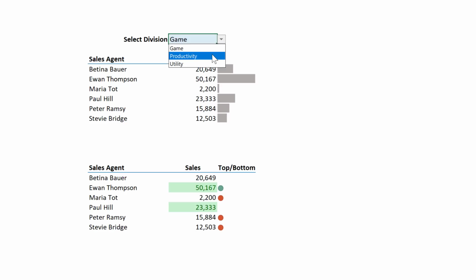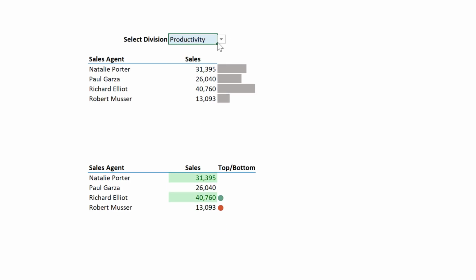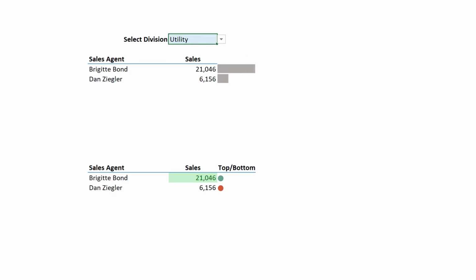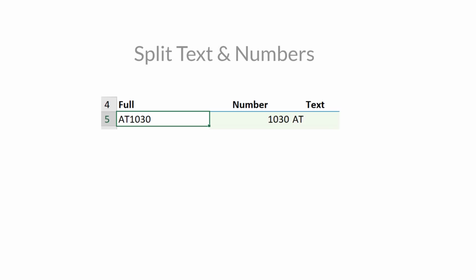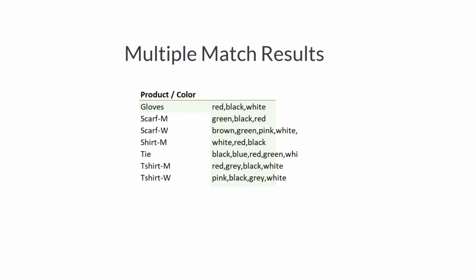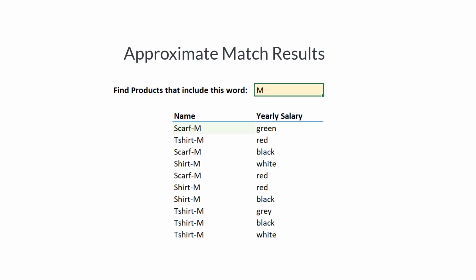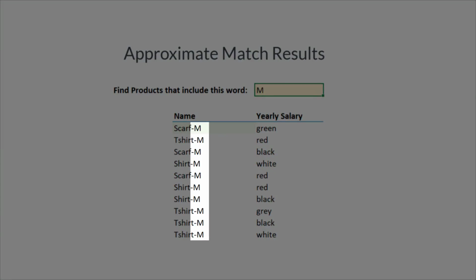We can make impressive interactive reports like this one in just a few minutes and with simple formulas and techniques. We can do things we generally just manage to achieve with VBA, like splitting text and numbers into two separate cells. We can easily look for multiple match results, and we can even look for approximate matches. We cover all this in my new Excel dynamic array course.